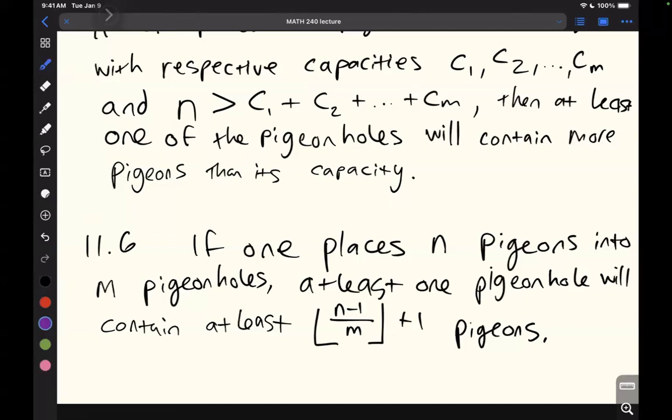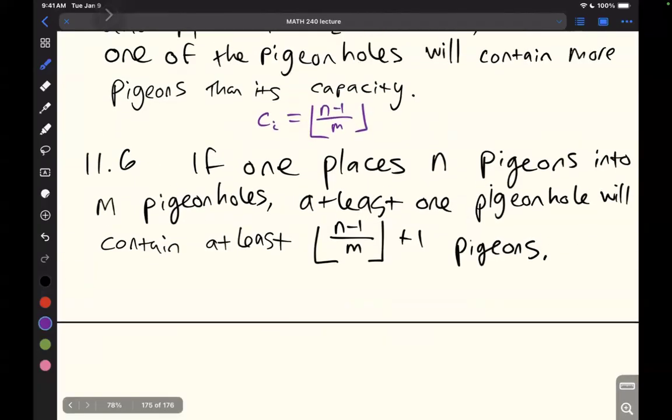And the reason we get this number is because of the capacities. So if we say that each capacity is (n minus 1) over m, then if we have m of those, that's how we kind of get this number. So the idea is that we take our number of pigeons, divide it by m. And so that's the capacity of at least one of the pigeonholes.